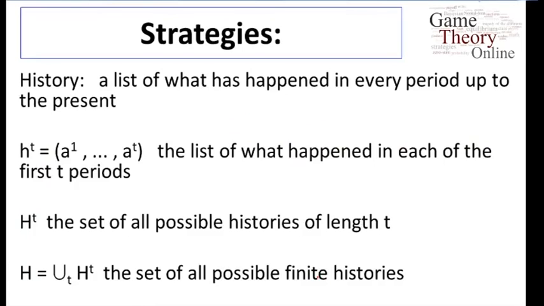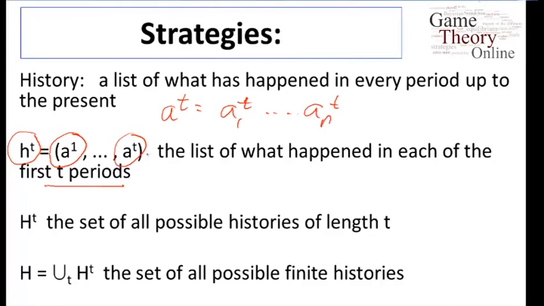Okay. So what's a history in this? So once we get to some time, we have to keep track then of what's happened all the way up to that period. So if we want to have a list of what happened in the first t periods, then that list h^t is just a list of all the profiles. Remember that a^t is equal to (a_1^t, etc., through a_n^t). So this is a list of what everybody did in period t, what everybody did in period t minus 1, all the way back to the first period. Okay. So that's a history.